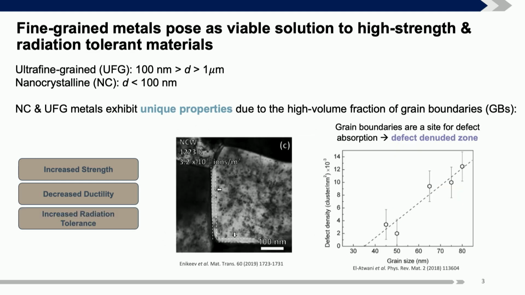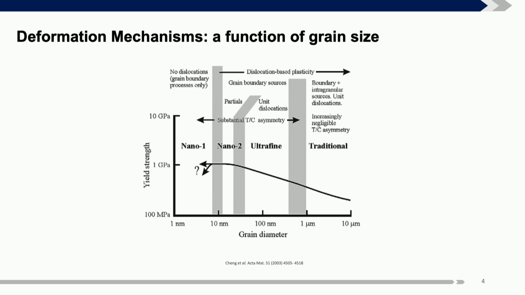And then, in addition, nanocrystalline and ultrafine grain metals also show this unique increased radiation tolerance, which makes them a viable solution for radiation tolerant materials. Once again, this can be attributed to the high volume fraction of grain boundaries, because grain boundaries can serve as effective sites for defect absorption. So you see near the grain boundary here that some radiation damage has been absorbed. So we want to understand how these materials behave, particularly under dynamic conditions or under mechanical stress. This is because under a mechanical stress, the mechanical properties are dictated by the deformation mechanisms that are active as we're pulling these materials apart.